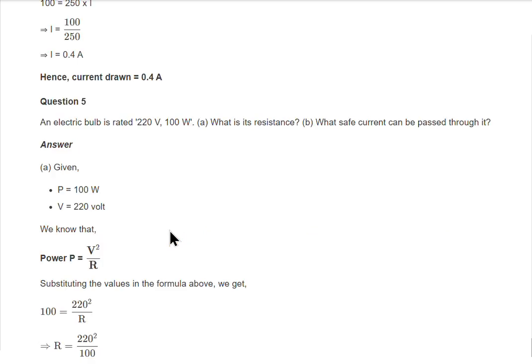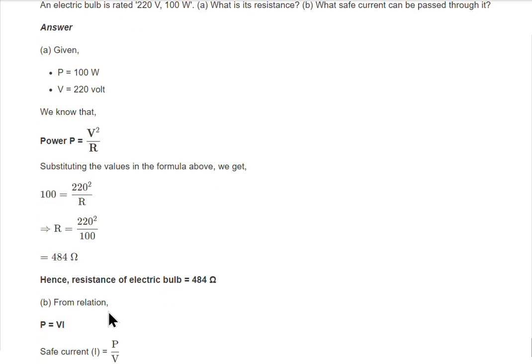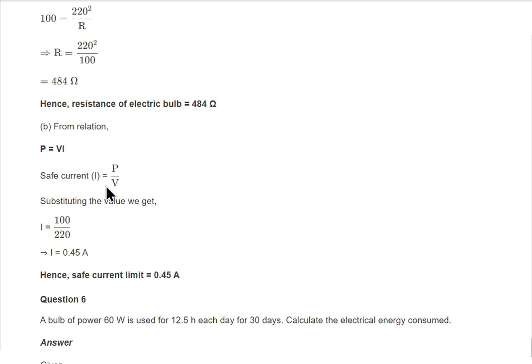Now question number 5. An electric bulb is rated 220 volt and 100 watt. What is the resistance and what is the safe current that can be passed through it? So using potential difference and power, just now we have discussed, the power is V square by R. Using that formula, we will get the value of R. Here we got it as 484 ohm. Then P is equal to VI formula is enough for finding current also. So current I is equal to P by V, so 0.45 ampere.